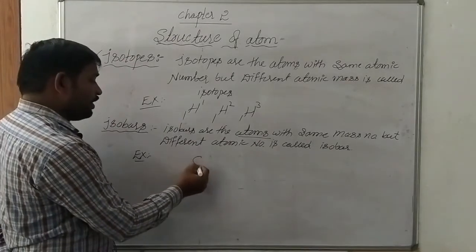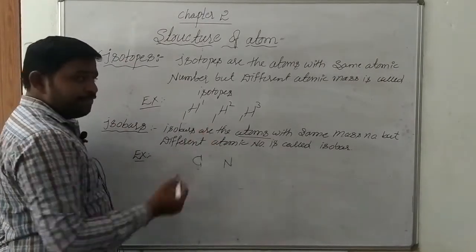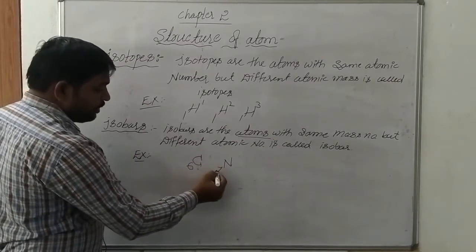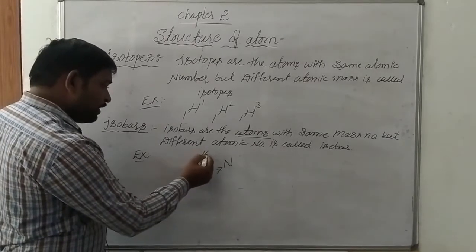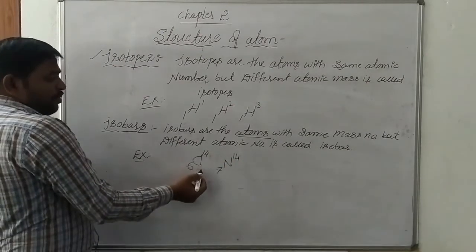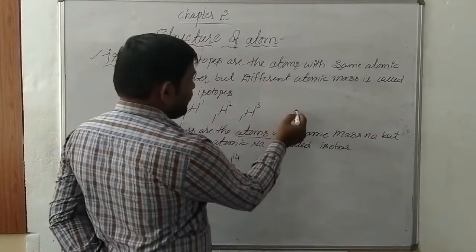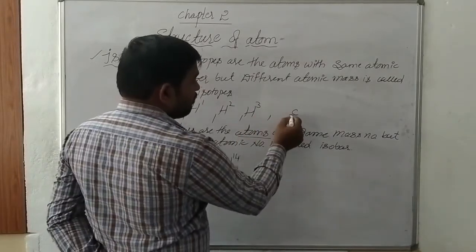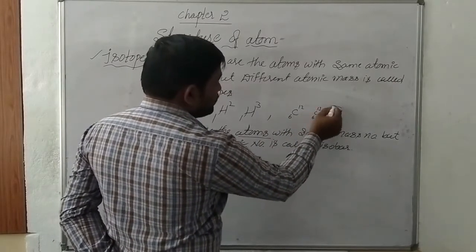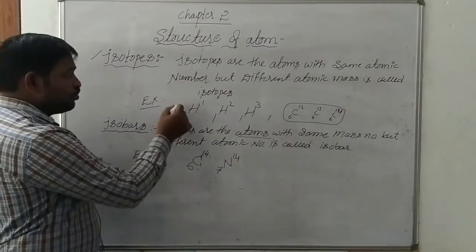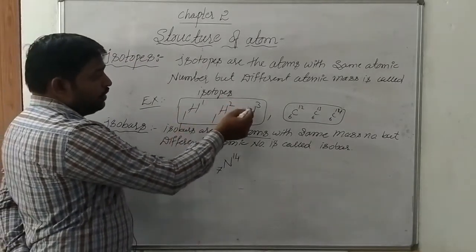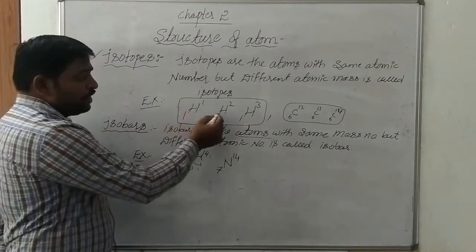An example for isobars is carbon and nitrogen. Here carbon has atomic number 6, nitrogen has atomic number 7, and the mass is 14. Carbon atomic mass is 14, and nitrogen atomic mass is 14. Carbon also has isotopes. A second example for isotopes is carbon 6 12, carbon 6 13, carbon 6 14. The isotopes of hydrogen are H 1 1, H 1 2, H 1 3: protium, deuterium, tritium.